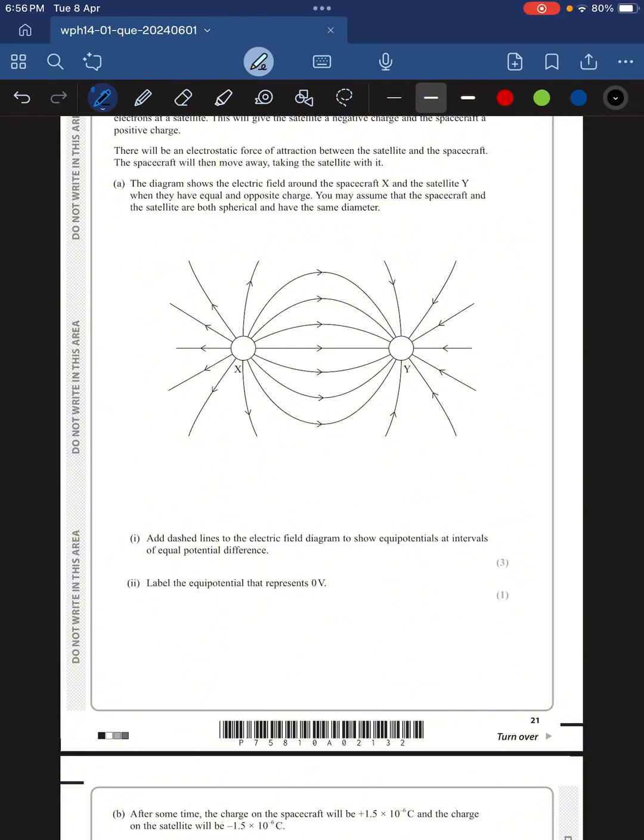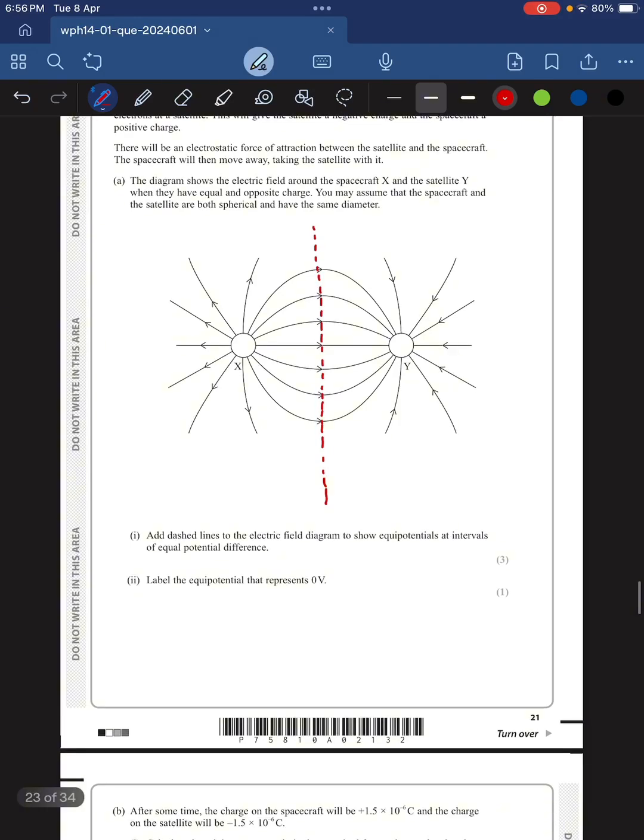Question A, part 1. Add dashed lines to the electric field diagram to show equipotentials at intervals of equal potential difference. Okay, equipotential lines are perpendicular to electric field lines. So what you can do is start with the middle. So this is an equipotential surface at intervals of equal potential difference. All right, something like this.